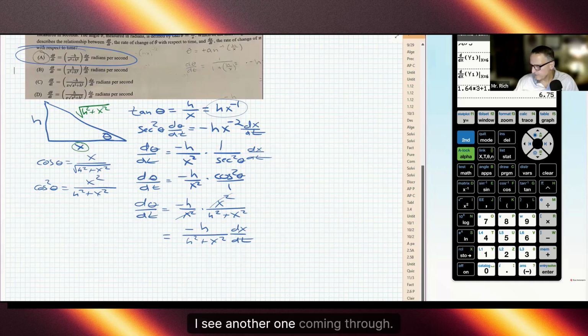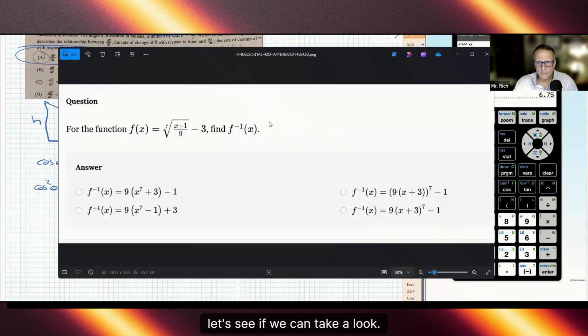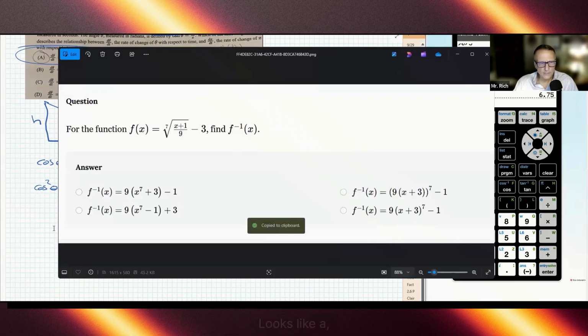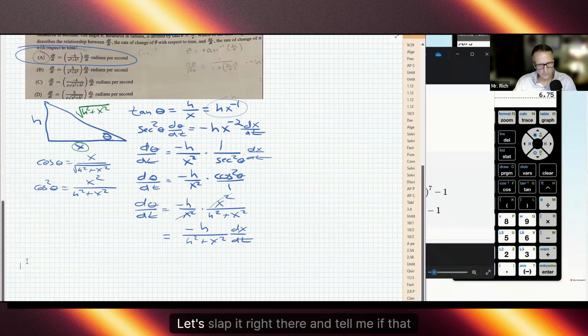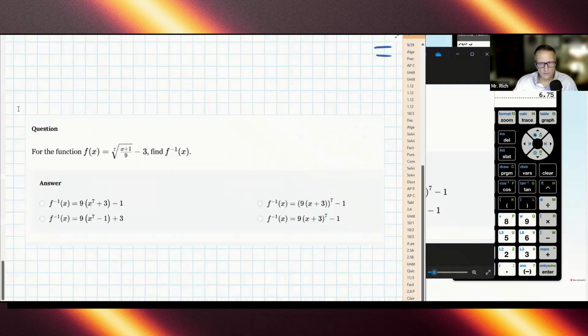All right. I see another one coming through. Edson sent one. Let's do it. I'm pulling it up here, Edson. Let's see if we can take a look. All right. Looks like a Delta Math problem. Let's slap it right there. And tell me if that looks right, Taylor. I think that was right. But anyways, a Delta Math.